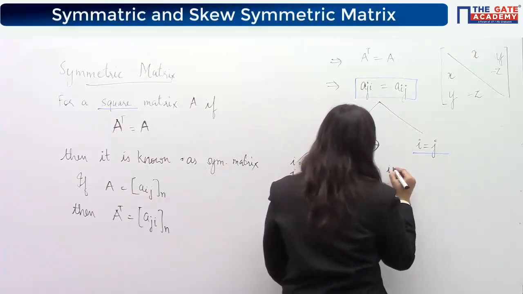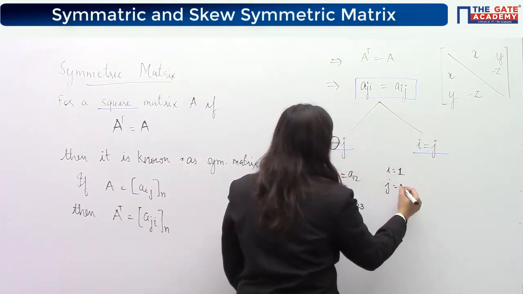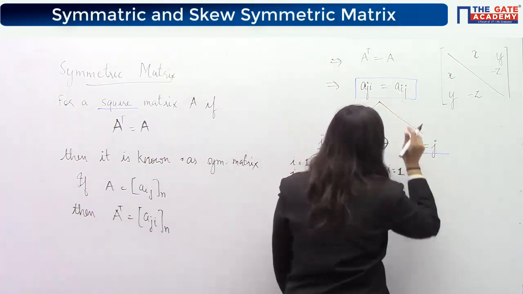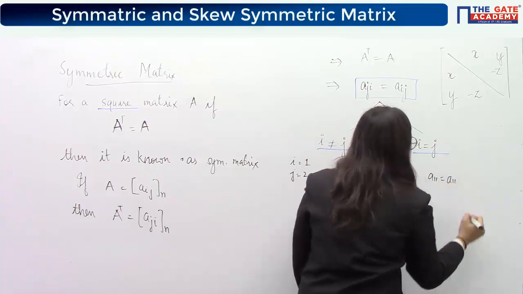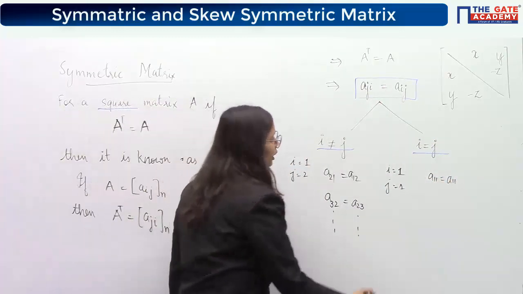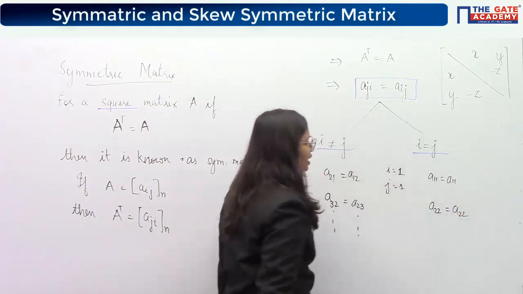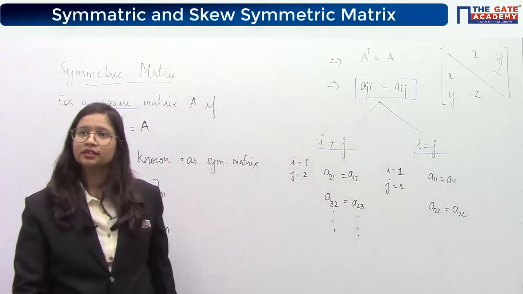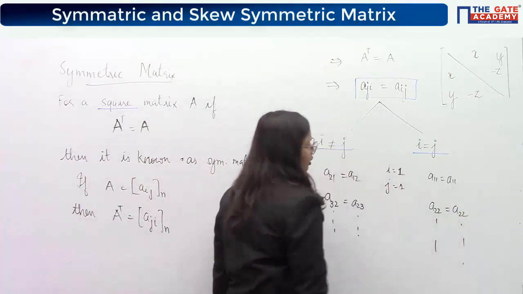Let's suppose that i is 1, and because i is equal to j, that means j will also be 1. So according to this condition, what is it saying? A11 equal to A11. This is saying that A11 is equal to A11. Similarly, if I take both to be 2, then this condition is saying A22 equal to A22, A33 equal to A33.